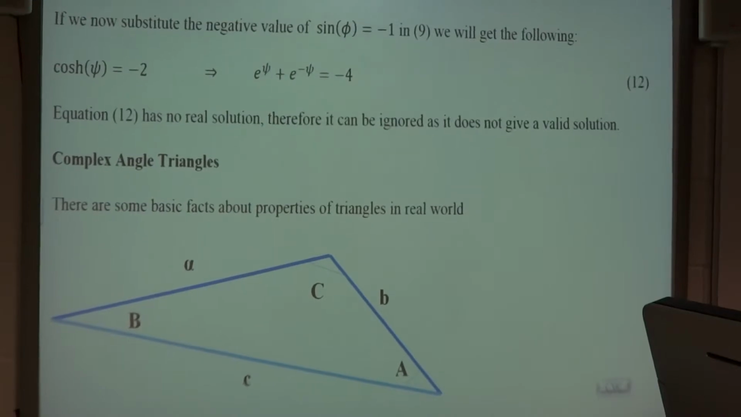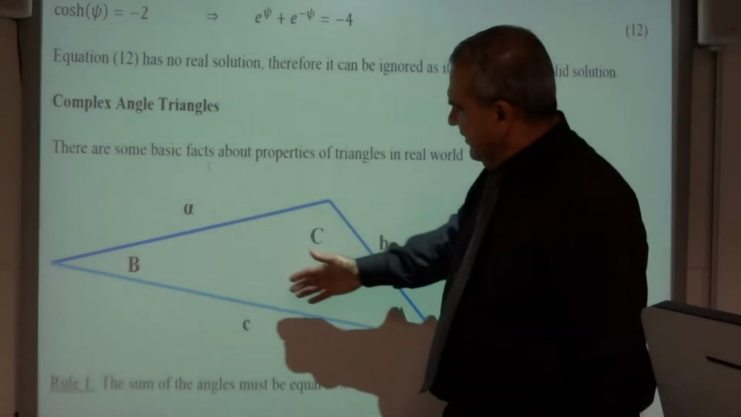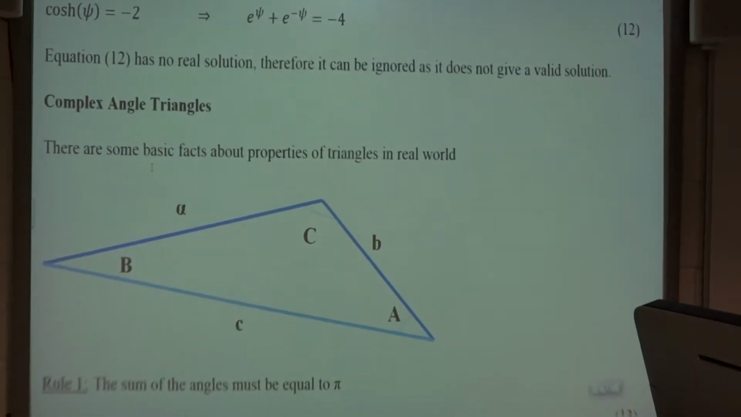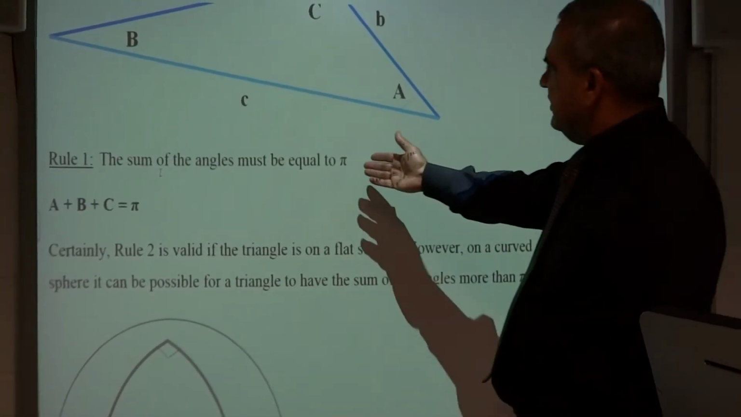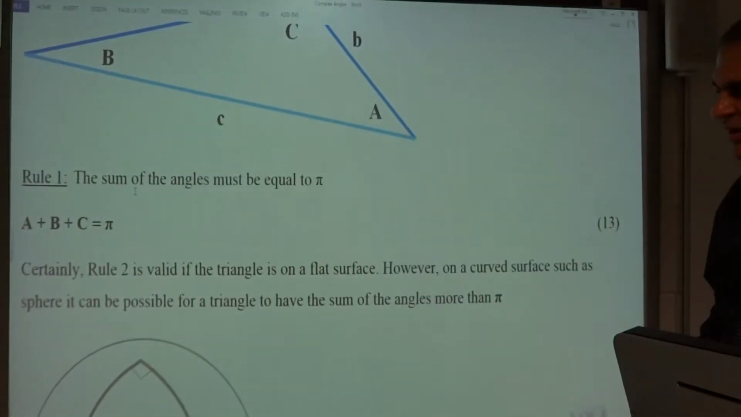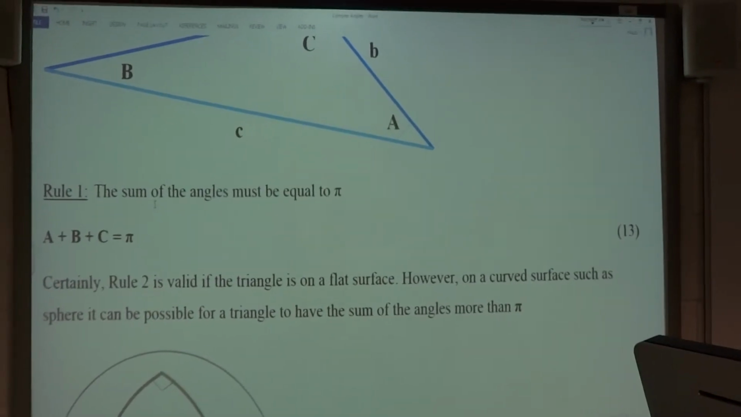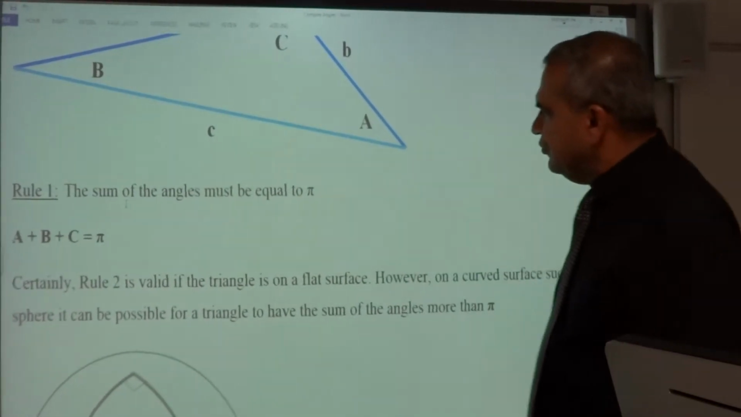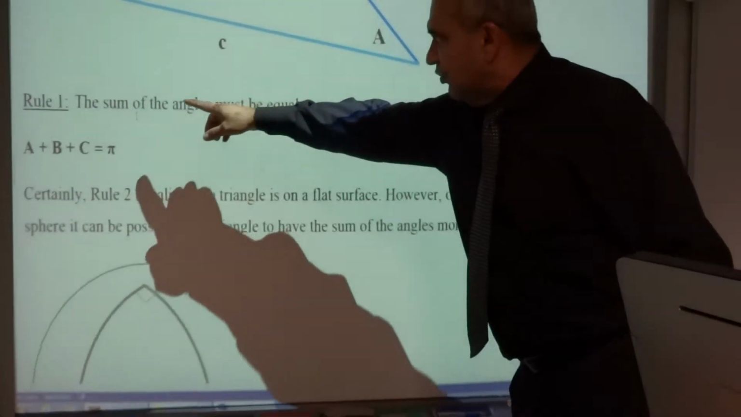Now, complex angle triangles. Normally, in a normal triangle like this one here, the angles are real, so we do not expect any angles to be complex. The sum of the angles must be equal to pi. If a triangle is drawn in a plane, then definitely the sum is equal to pi. Certainly, rule 2 is valid if the triangle is on a flat surface. This is rule 1.